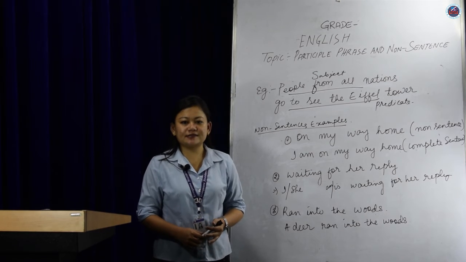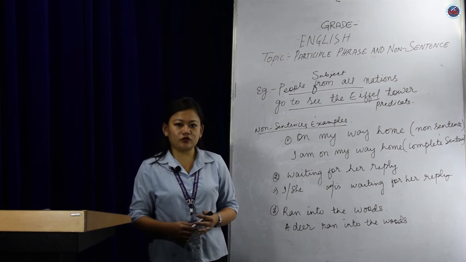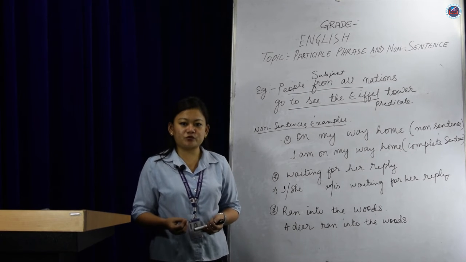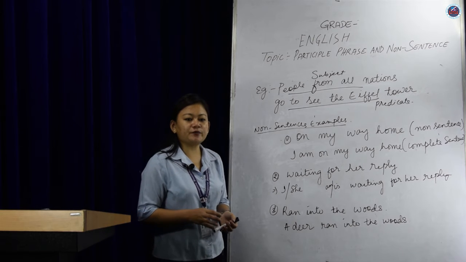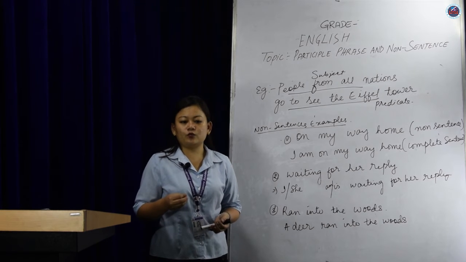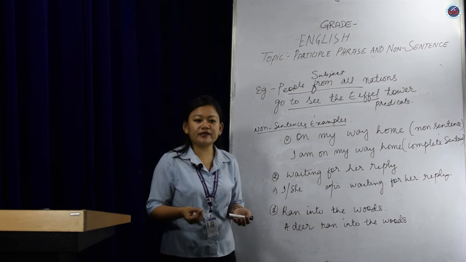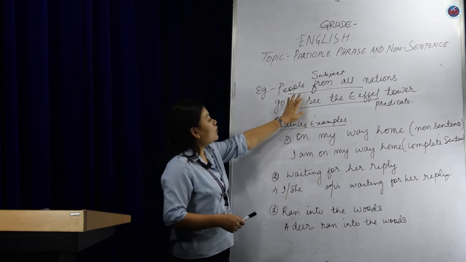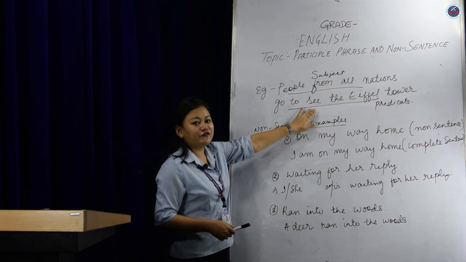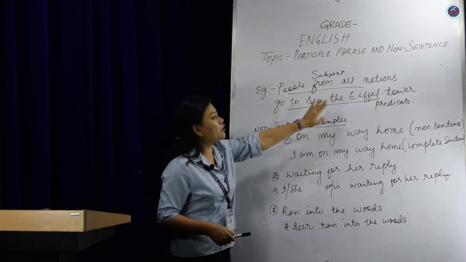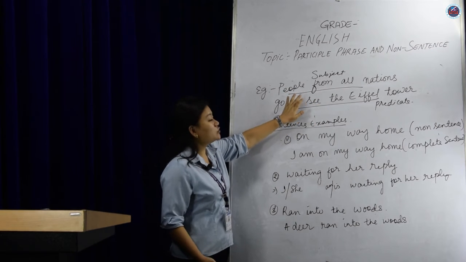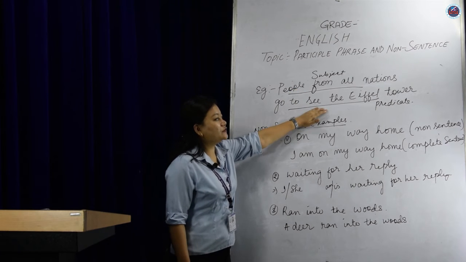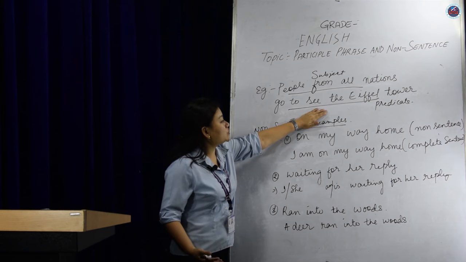Now a non-sentence is a word, phrase or a clause that has an incomplete thought or idea and which does not have a subject and a predicate. Here subject means what the sentence is about, while predicate tells something about the subject. For example, people from all nations go to see the Eiffel Tower. Here people from all nations is the naming part, so this is the subject. Now in the second part, go to see the Eiffel Tower, this is the telling part, so this will be a predicate.